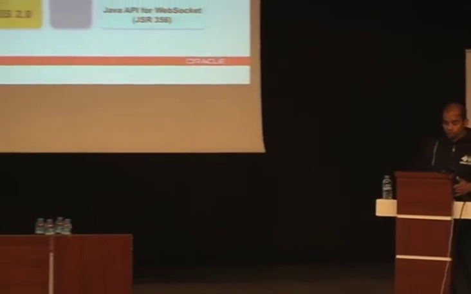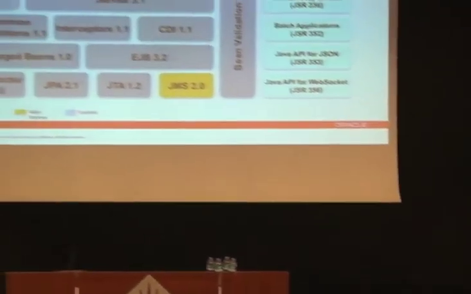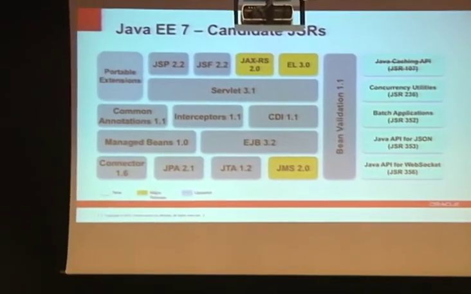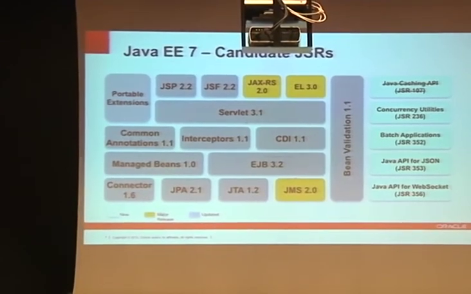EJB is going from 3.1 to 3.2. Now the idea is those specifications did a major revision as part of Java EE 6. We want people to understand them, stabilize it, and do minor revisions now. On the other hand, JAX-RS is doing a major revision. So it's going from 1.1 to 2.0.